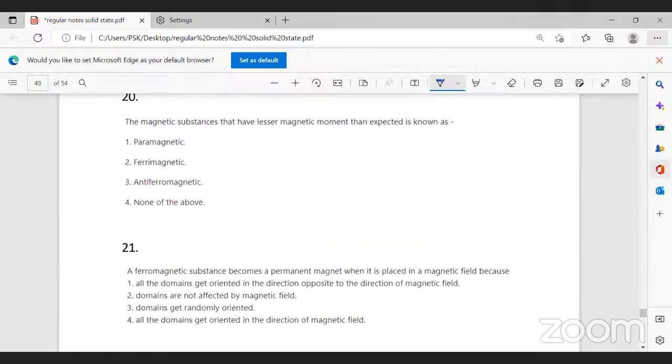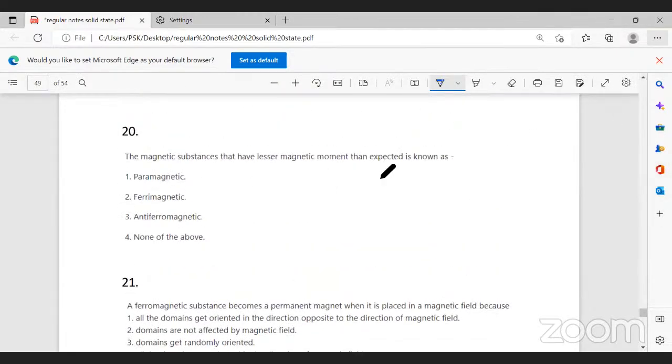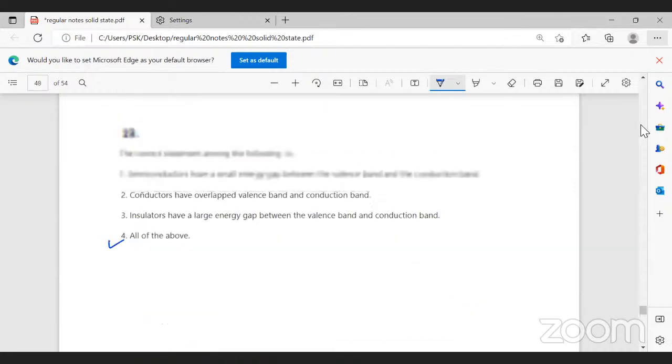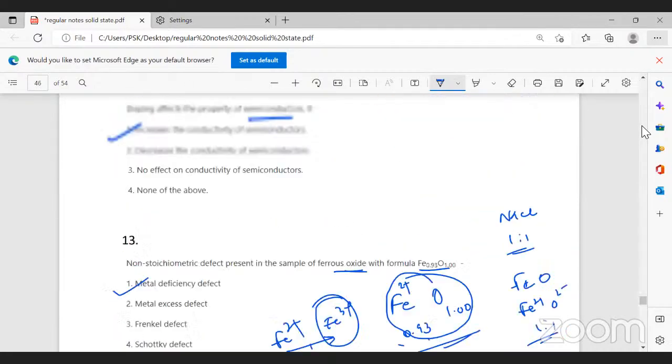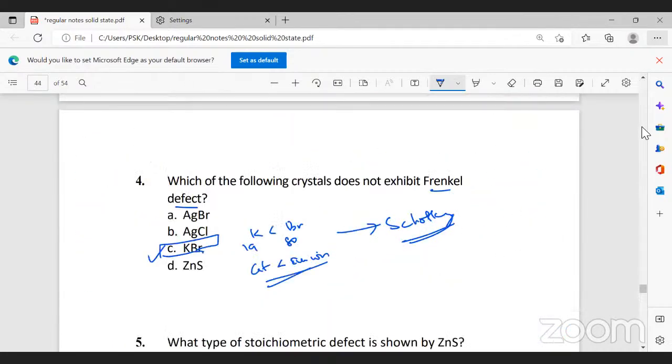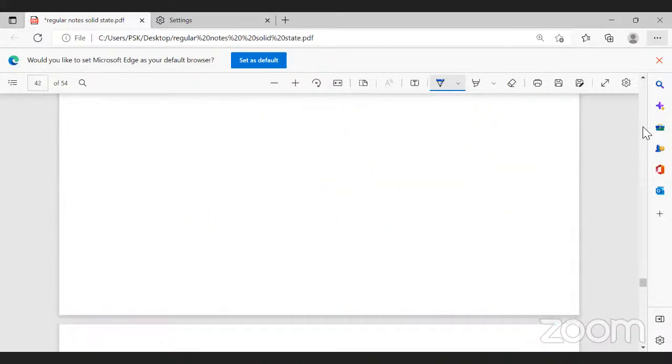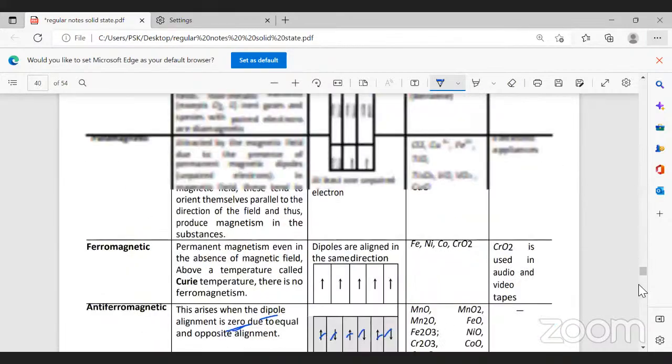Yes, please. The next question: the magnetic substance that has lesser magnetic moment than expected is known as. Now we solve this question. You tell me the answer. No, we didn't solve. Magnetic substance that has lesser magnetic moment than expected is known as. So paramagnetic? Paramagnetic is only one unpaired electron. I'll get back to the question.